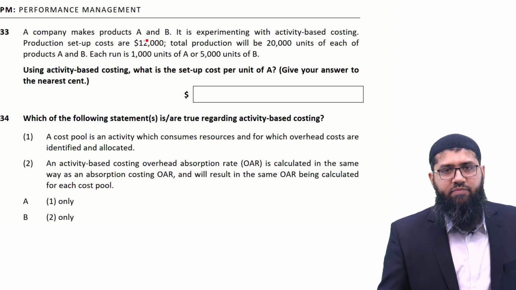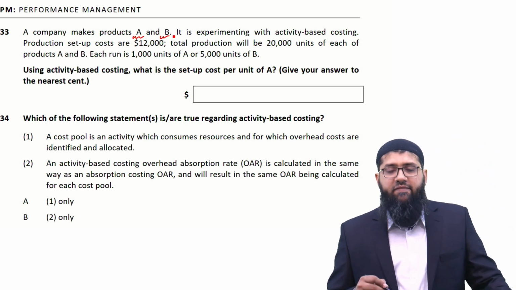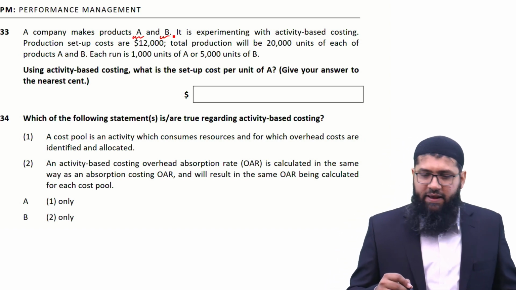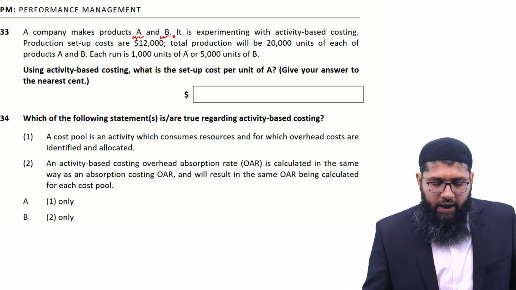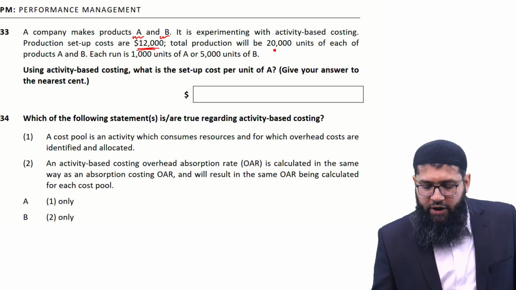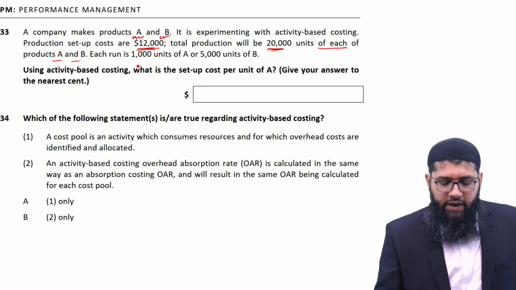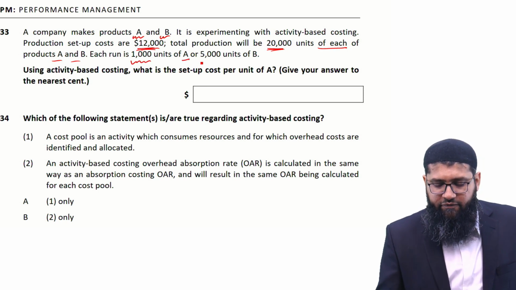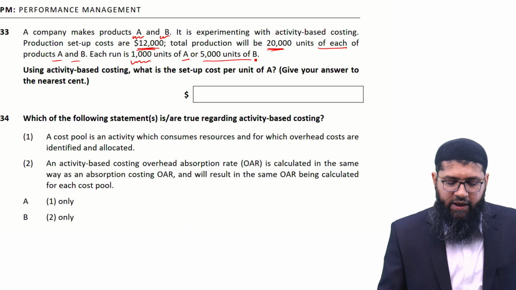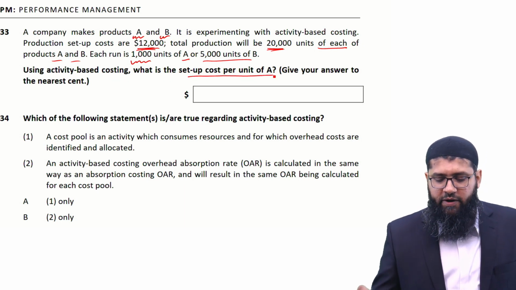It says a company makes products A and B. It is experimenting with activity based costing and the production setup costs are $12,000. The total production will be 20,000 units of each of A and B. Each run is for 1,000 units of A or 5,000 units of B. Using activity based costing, what is the setup cost per unit of A?